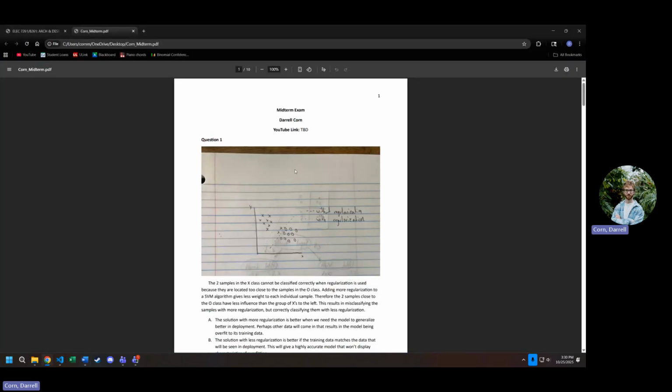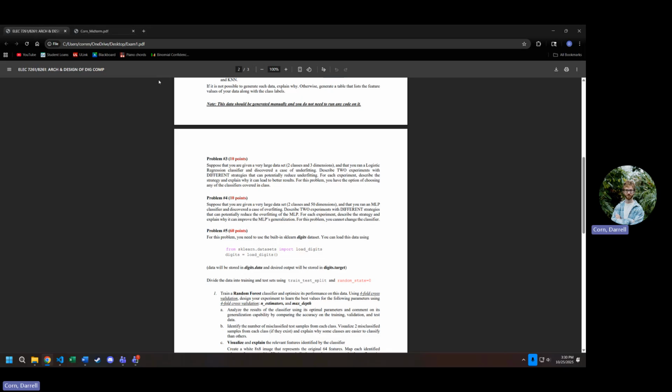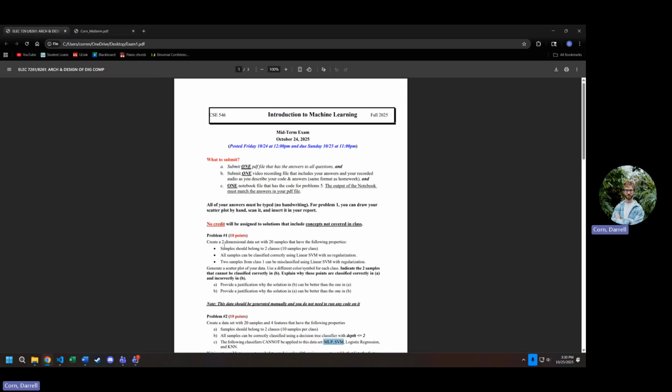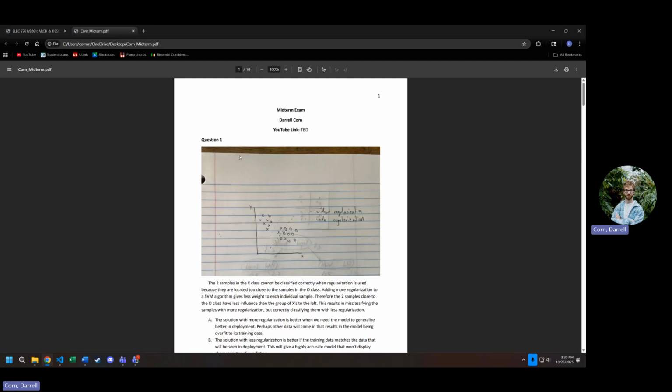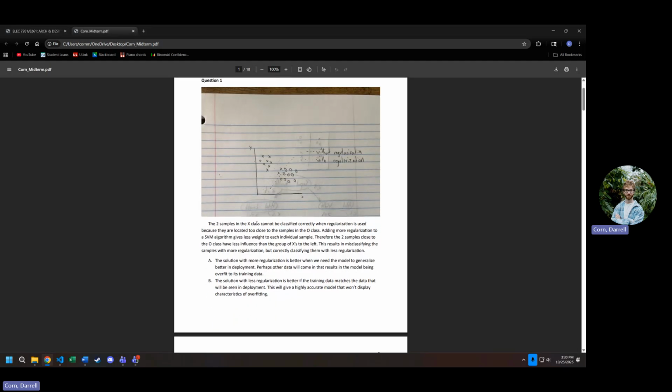Okay, so for question 1, question 1 asks us to create a two-dimensional data set with some samples and then compare regularization on them. When I created this distribution here, to show where if you don't use regularization, it's this dashed line here, you can get 100% accuracy on it. But if you add regularization, it's going to move this decision boundary to this wider gap here, this dotted line.